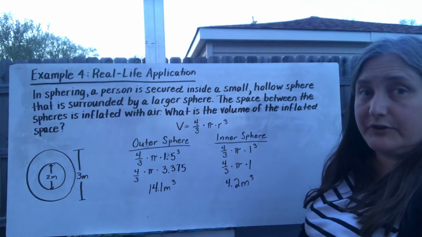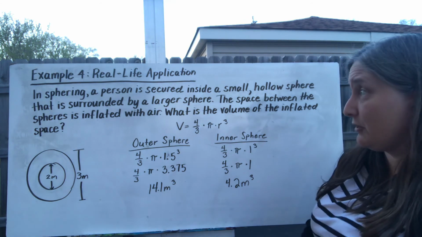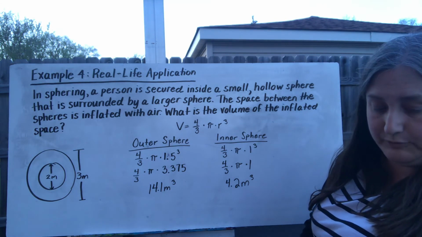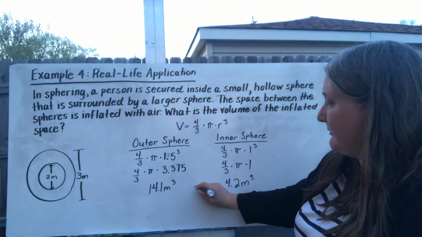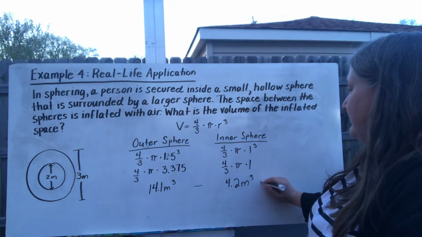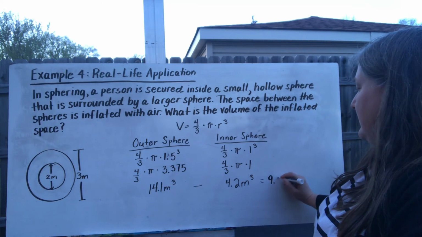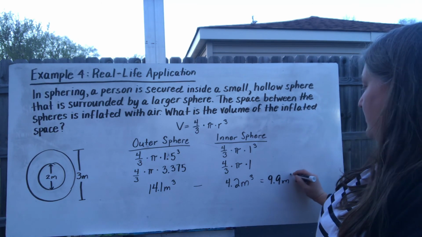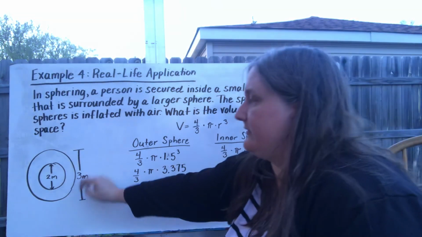Now, this inner sphere is the part that actually has the person secured inside it. It's not the part filled with air. So I'm actually going to subtract 14.1 minus 4.2, which means that there is 9.9 cubic meters of air in this outer sphere.